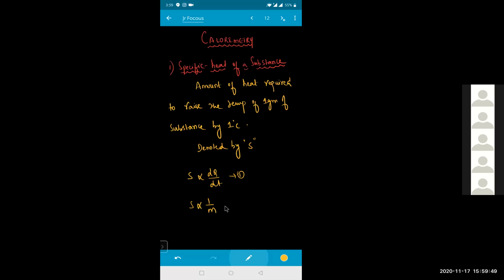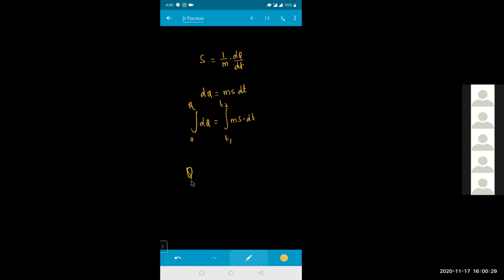And specific heat is inversely proportional to the mass of the substance. Simplifying and writing these two together: specific heat is directly proportional to the amount of heat per second, and inversely proportional to the mass. Combining both, S is equal to 1 by M into dq by dt. Taking dq out, dq is equal to M into S into dt. So integrate this: integral of dq is equal to integral of M S dt. The temperature goes from T1 to T2, and heat is from 0 to total energy Q.